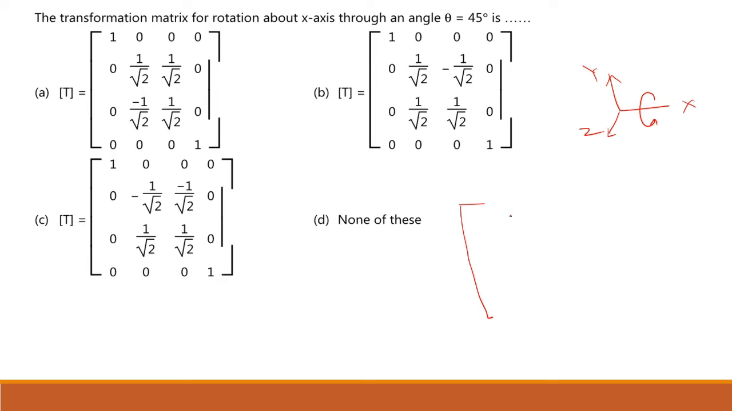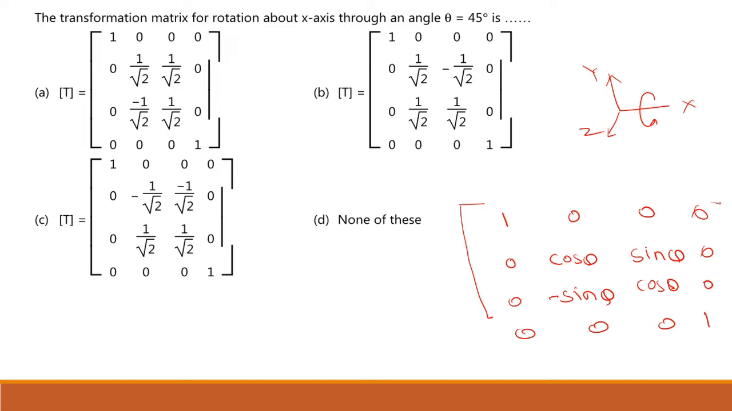So the corresponding matrix will be what? 1 0 0, again 0, cos theta, sin theta, minus sin theta, 0, and the last row will be 0 0 0 1, and the last column will also be 0 0 0 1. Why? Because we are using the homogeneous coordinate system here. Now here what is theta? Theta is equal to 45 degree.